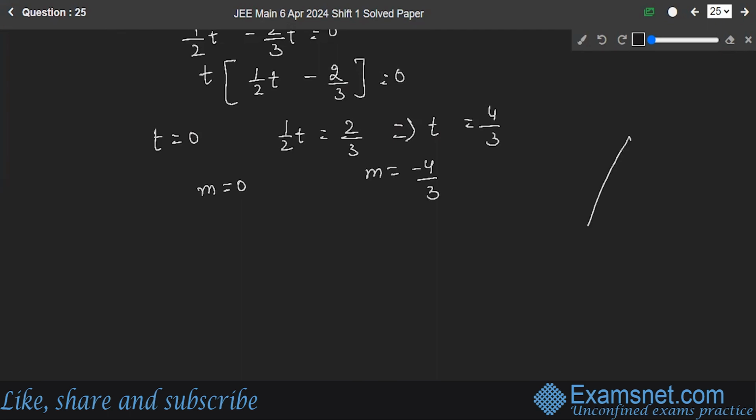See, this is your triangle PQR. P point was already given, 0 and 1. This is your point Q and this is your point R. And this is an isosceles triangle. So these two sides are equal.